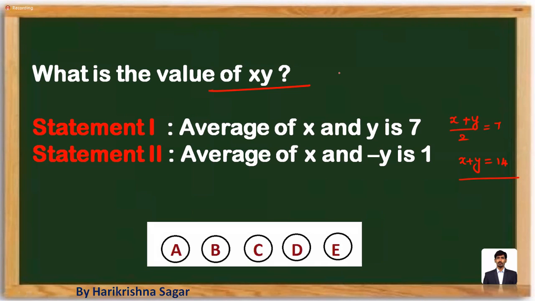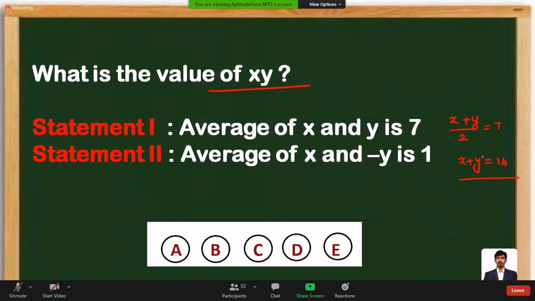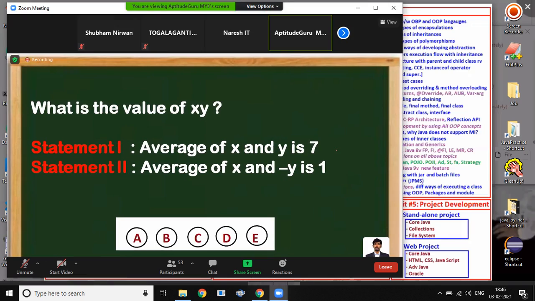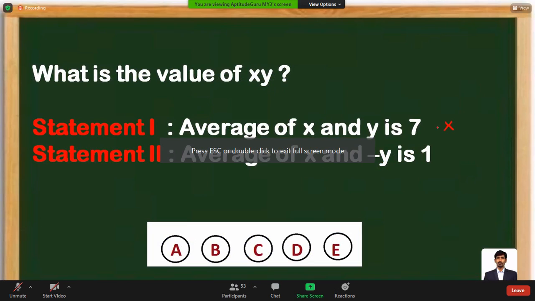Here they are asking for the xy value. Using x plus y is equal to 14, can we say x and y? Definitely there are so many possible values. For example, x can be 0, y can be 14; x can be 1, y can be 13. Like this, infinite values are possible. That means we can understand that statement 1 is not giving the answer.